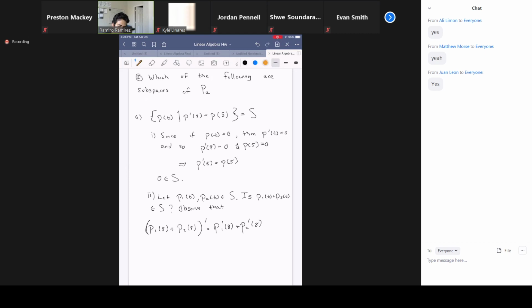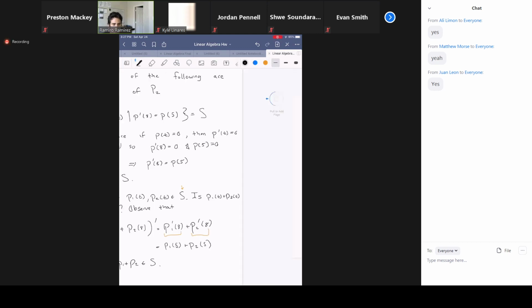But since P1 and P2 are members of S, they also have to satisfy that equality. So this has to equal P1 at 5 plus P2 at 5. So you see that the derivative at 8... so this basically means that P1 plus P2 is definitely in S, okay? Okay, perfect.